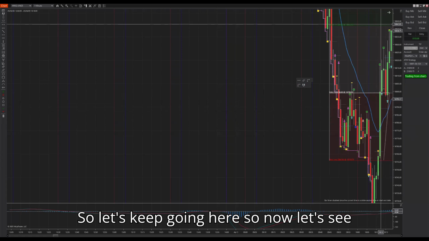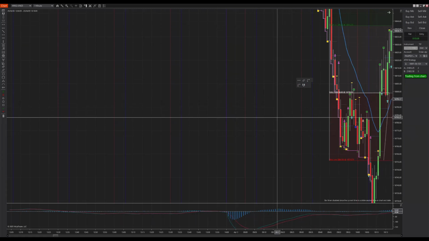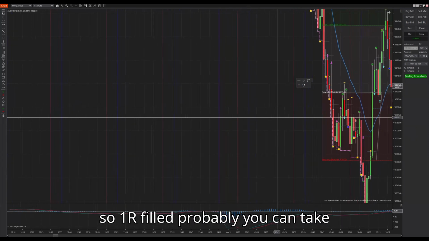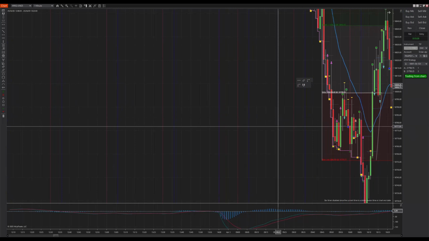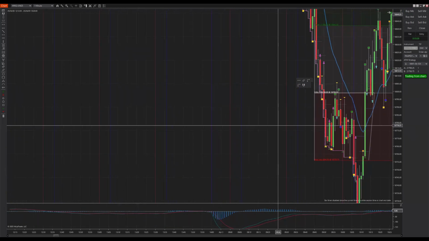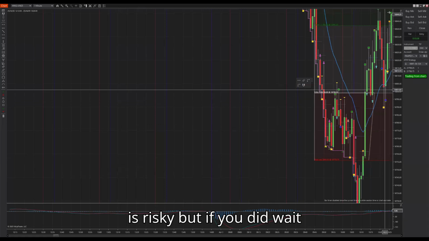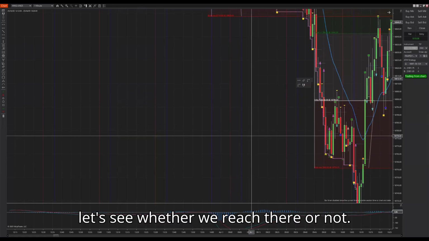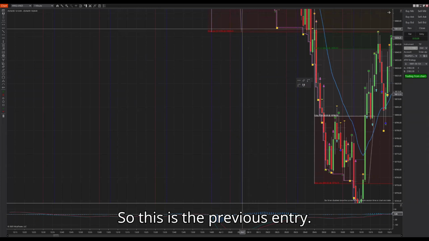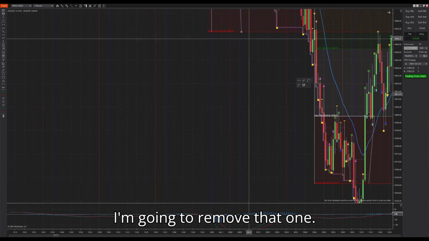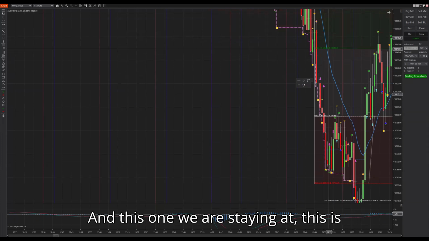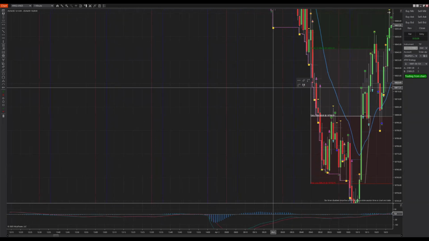So now let's see. So this is 1 hour. So 1 hour filled. Probably you can take profit there. Under such volatility, waiting for 2 hour is risky. But if you did wait, let's see whether we reach there or not. So this is the previous entry. I'm going to remove that one. And this one we are staying at. This is 1 hour.